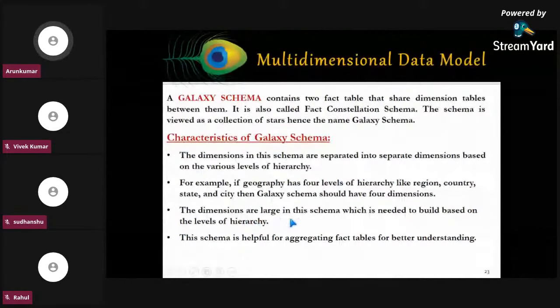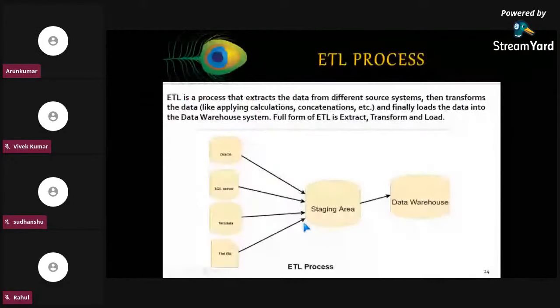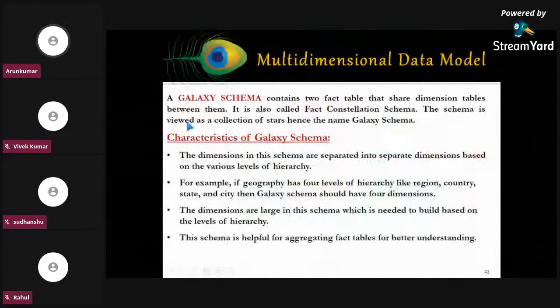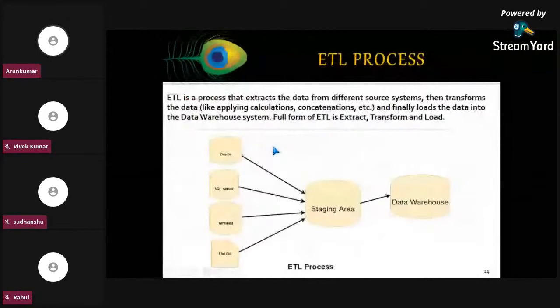Then dimensions are large in this schema, which need to be built based on the levels of hierarchy. So a lot of dimensions will be there. Based on levels of hierarchy, you can create multiple fact tables and multiple dimension tables. This schema is helpful for aggregating fact tables for better understanding. Aggregating fact tables means you can combine the data from multiple fact tables for effective analysis. So this is a brief overview of the different dimension tables we will be dealing with.